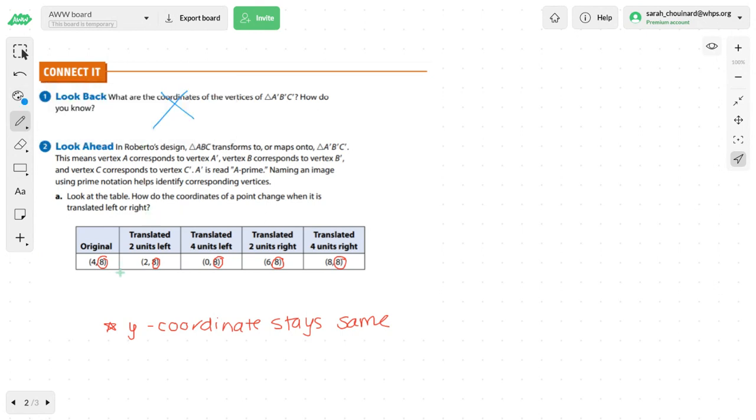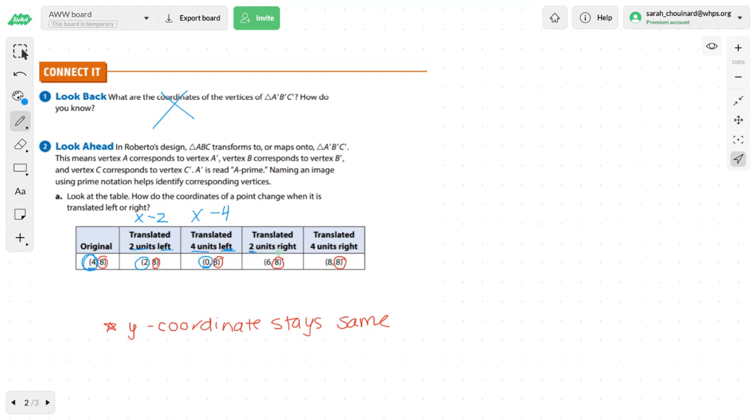Now let's look at the blue. So I started at 4. When I went 2 units left, I ended up at 2. That's because going left is a subtraction movement. Your numbers are getting smaller going to the left on the x-axis. So here we did x minus 2. When I went 4 units left, I started at 4 and ended up at 0. So here we subtracted 4. A left movement is subtraction.